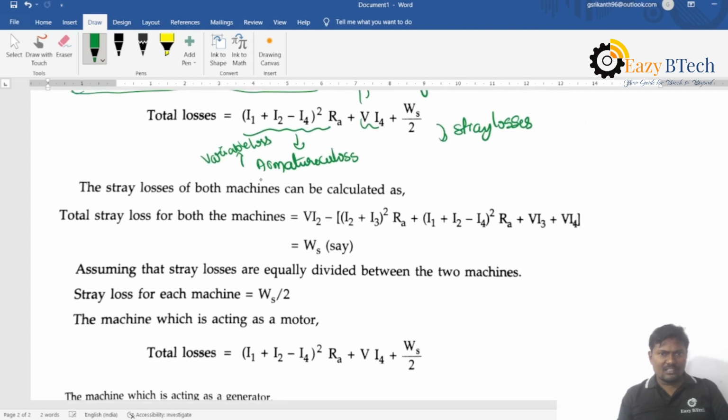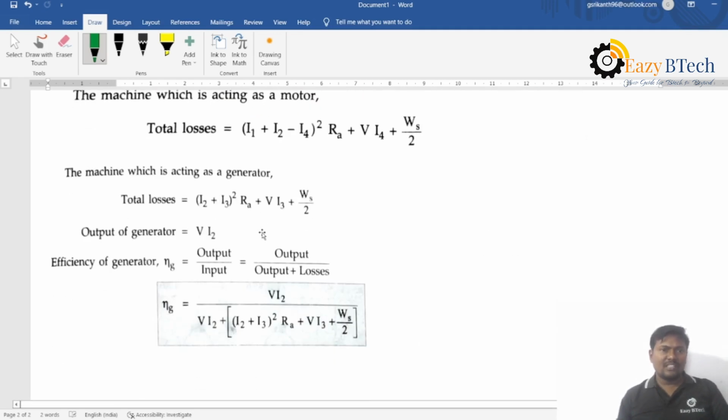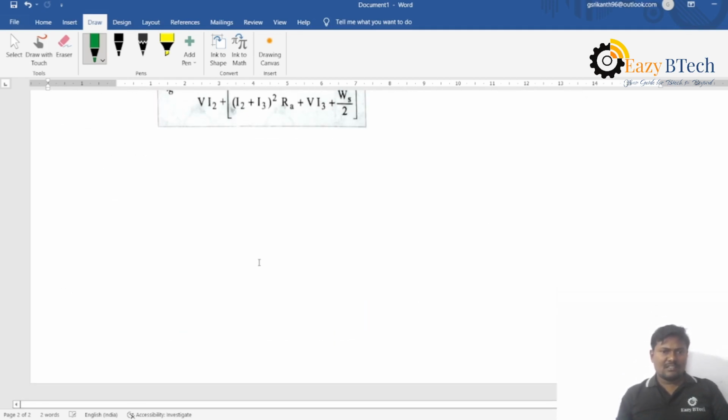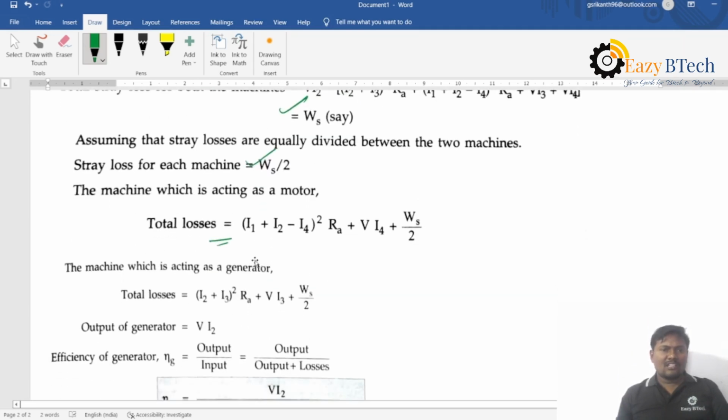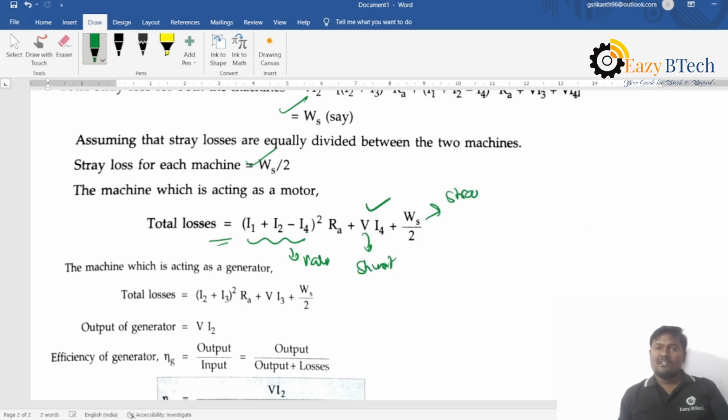Okay, the total losses for both the machines is WS, and this one is WS by 2. Then I found the total losses. Total losses for a motor is (I1 plus I2 minus I4) whole square into RA plus V into I4. Again, the armature copper loss is called the variable loss, then shunt field copper loss and stray losses. You can observe why we are taking the output of the generator and the input of the motor.